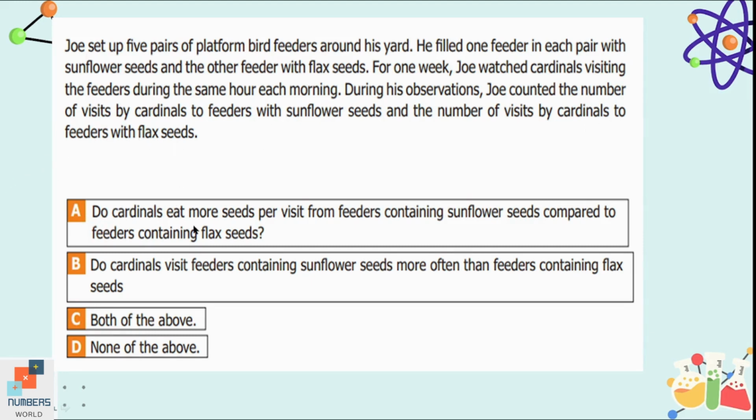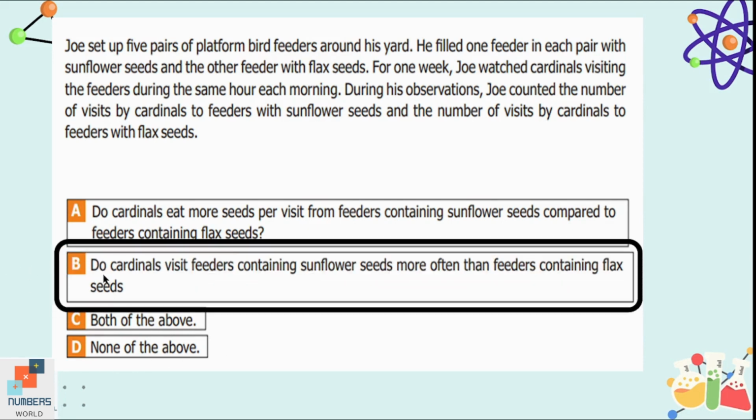Option A is, do cardinals eat more seeds per visit from feeders containing sunflower seeds compared to feeders containing flax seeds? So no such information is provided to answer this question. Option B is, do cardinals visit feeders containing sunflower seeds more often than feeders containing flax seeds? C is both of the above, D is none of the above. So option B will be the suitable question here, because he was observing the number of visits of the cardinals to both feeders. So option B is the correct one.